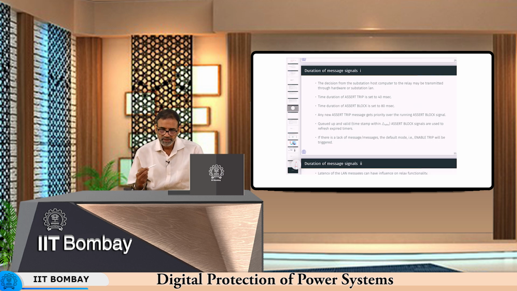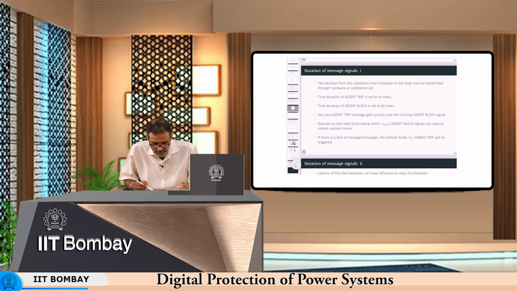Okay. This is because the next decision will also come through in 40 milliseconds only. So this is set for the duration of one sample in this sense. Okay. So one PMU phasor, the duration of this assert trip is also set to that. So in the next decision signal, when it is received, if there is no fault, then this will get cleared.